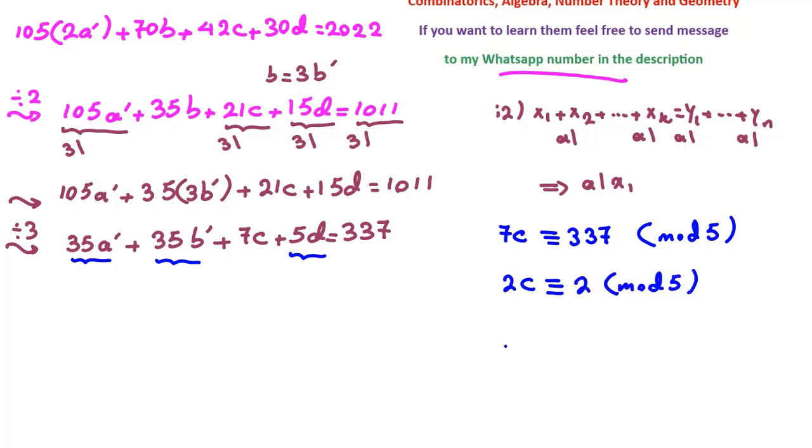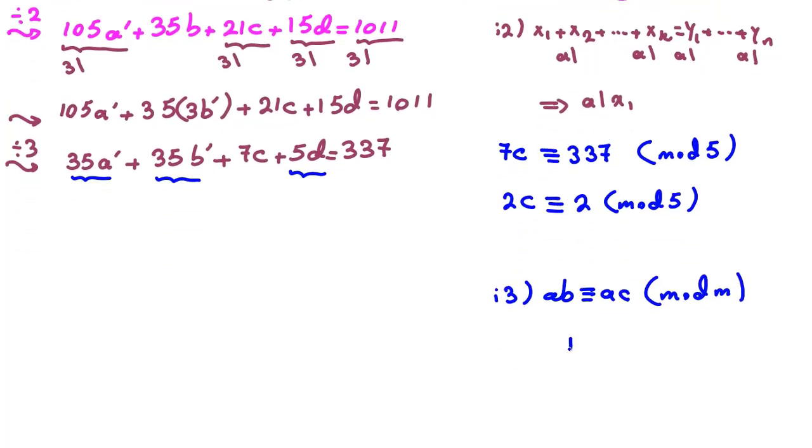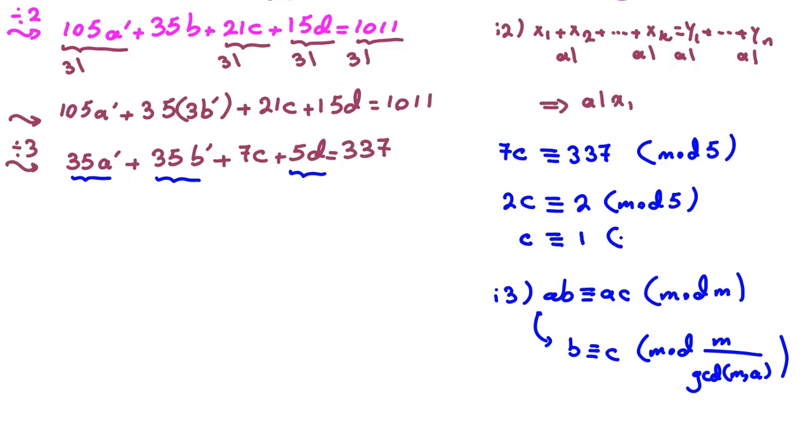Now we can divide both sides. Again, another idea in number theory. If ab is congruent to ac mod m and you want to divide both sides by a, you can divide, but it is equivalent to this: instead of m, you should write m over gcd of m and a. For example, here, m is 5, a is 2. I want to divide by 2, so c is congruent to 1 mod 5 over gcd of 5 and 2. The gcd of 5 and 2 is 1, so it will be mod 5.